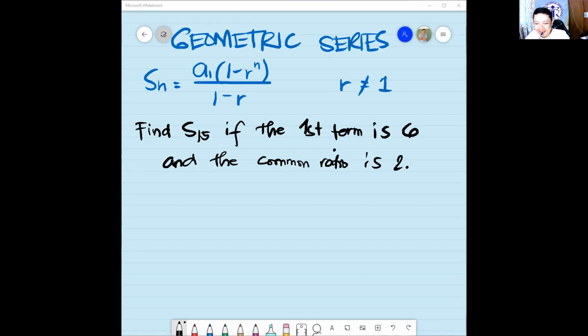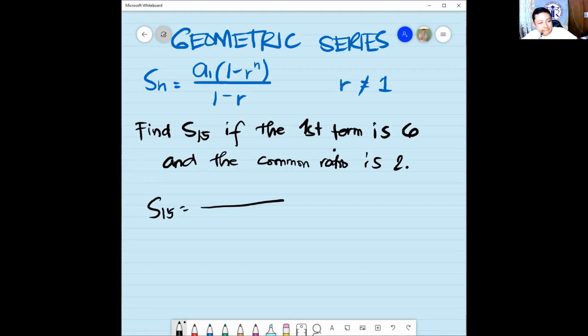Okay, and I guess your classmates are getting the correct answer. 192,602. Correct. Okay, game. So let's do this. We have S sub 15 is equal to, just keep your answers coming.